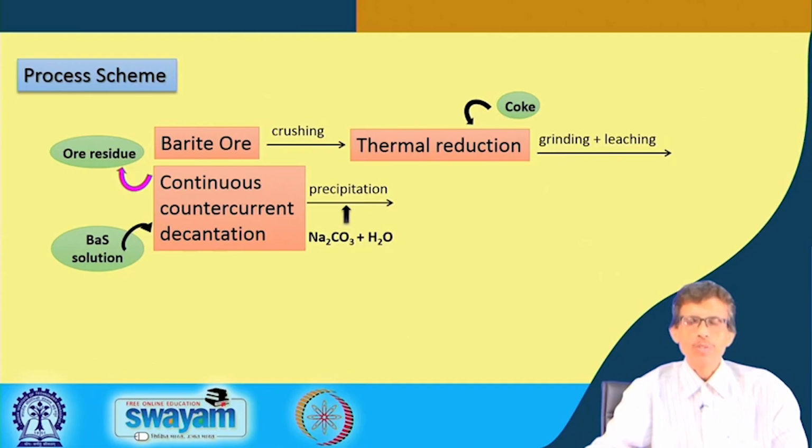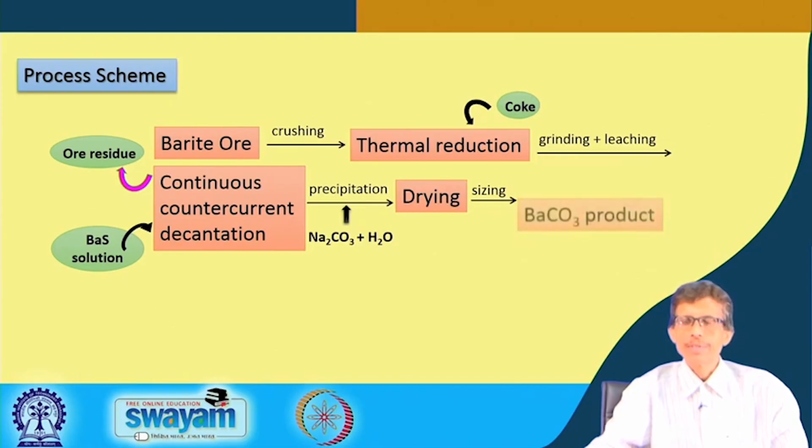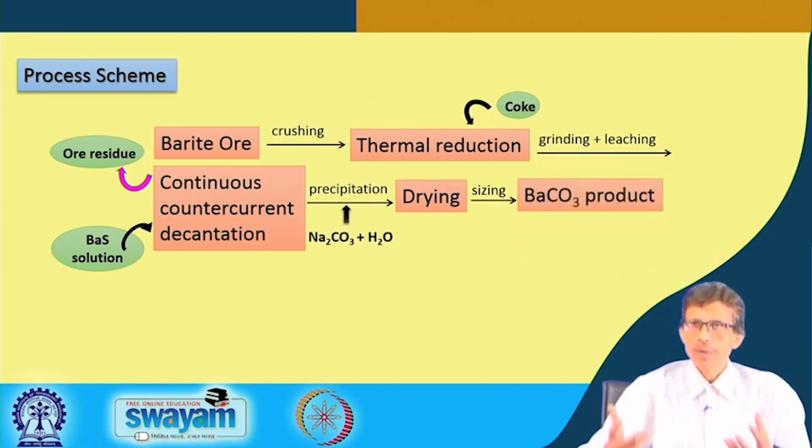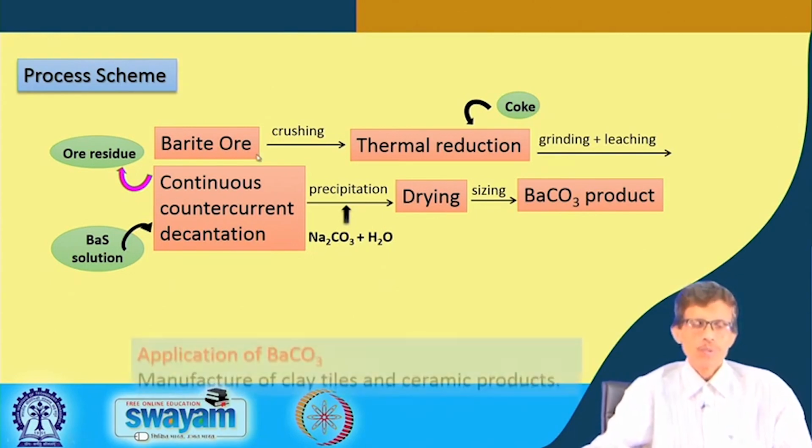So, this is the second process that we are utilizing. Then we go for the drying process of the material and then sizing, that means the different sizes and shapes, whether you get lumps, some ball type of thing, or blocks. So, you get barium carbonate as your product starting from your ore.